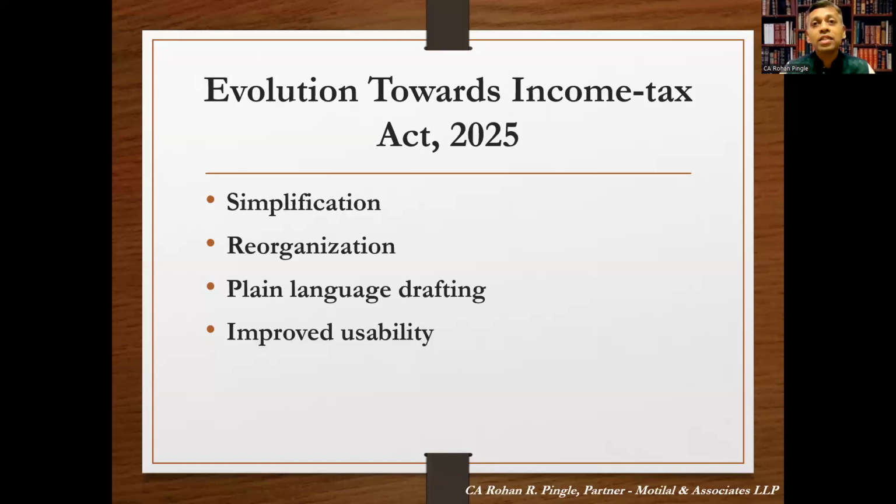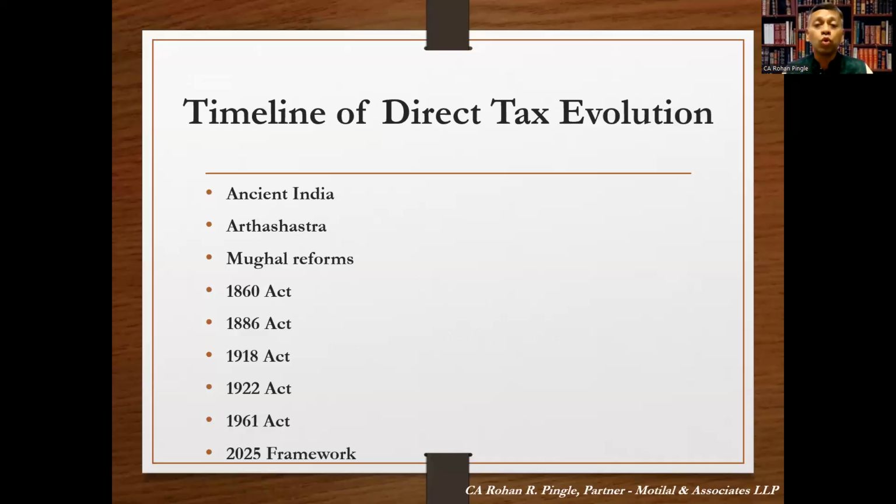So let's see the timeline of direct tax evolution. It's for our ready reference: ancient India, Arthashastra, Mughal reforms, then the 1860 Act, 1886, 1918, 1922, 1961, and then the 2025 framework. So this timeline highlights the major milestones from ancient India to the modern Income Tax Act 2025 structure. The journey reflects India's evolving economy and governance.